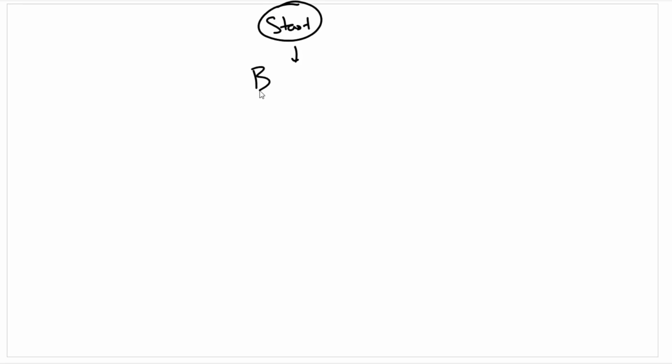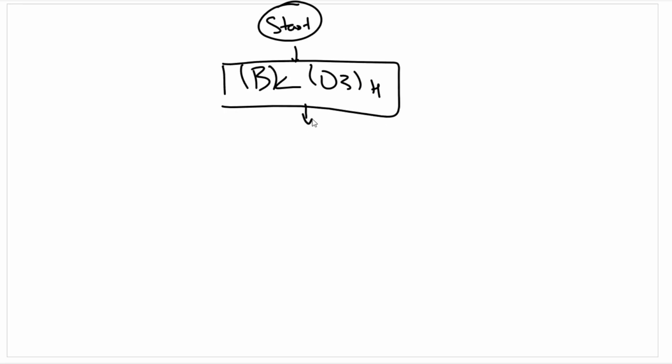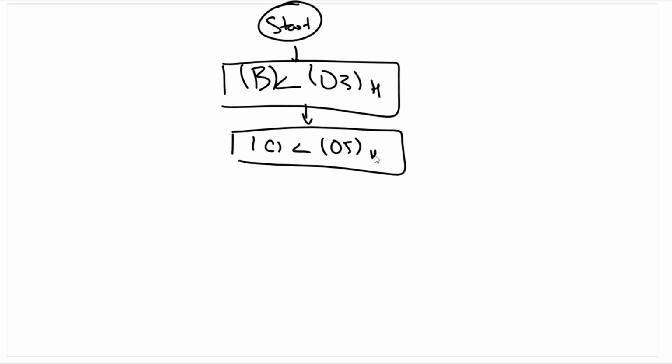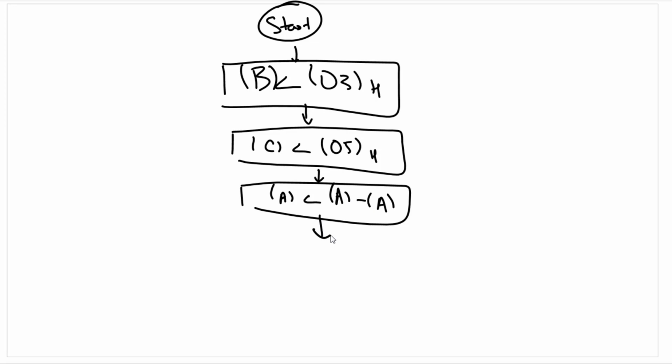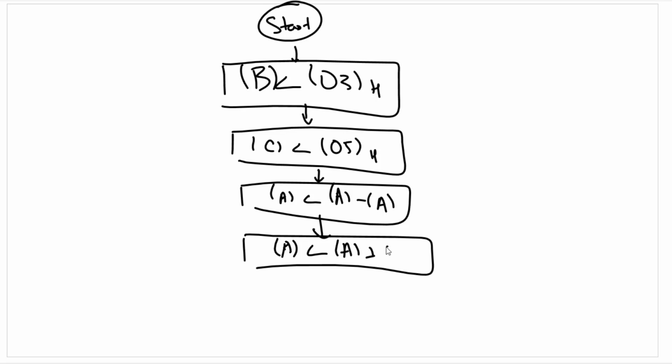The first thing we did is we transferred the data byte 03 to B. Then we transferred 05 to C. Then we subtracted A from A so that the resultant in A is 0. So once you do this, then we added A to C.